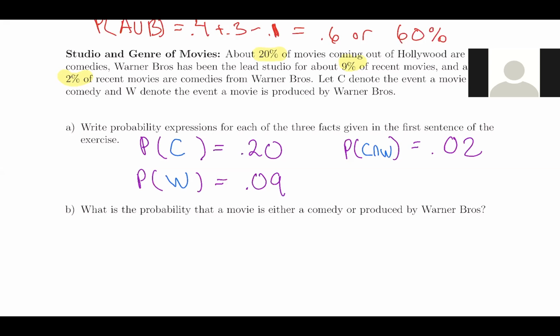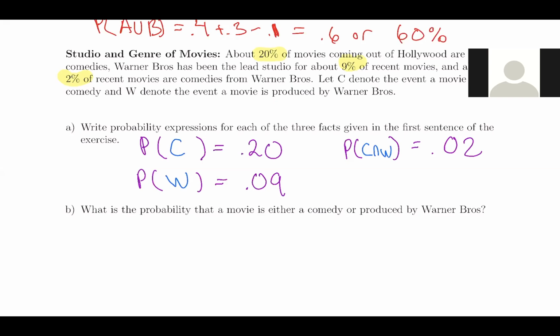All right, so that's it for part A. We have the probability that it's a comedy is 20%. The probability it was produced by Warner Brothers is 9%. And the probability it's a comedy and was produced by Warner Brothers is 2%. Good. So let's do B.